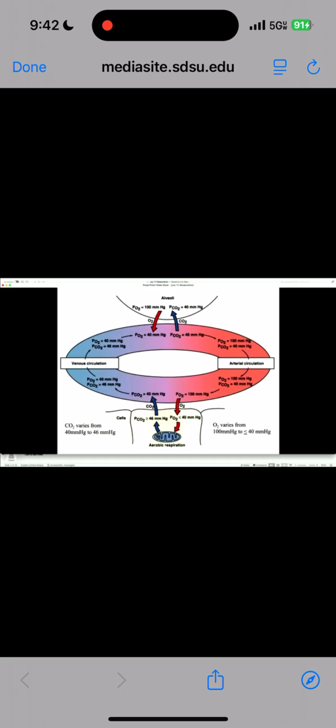Okay? I will just point out here, oxygen varies from a partial pressure of 100 millimeters of mercury in the lungs to less than or equal to 40 millimeters of mercury in the tissue. CO2 varies from 40 millimeters of mercury in the lungs to 46 millimeters of mercury in the tissues.